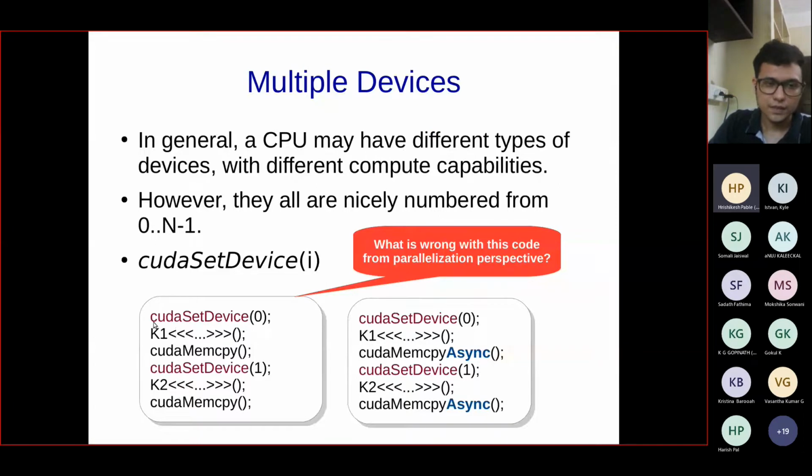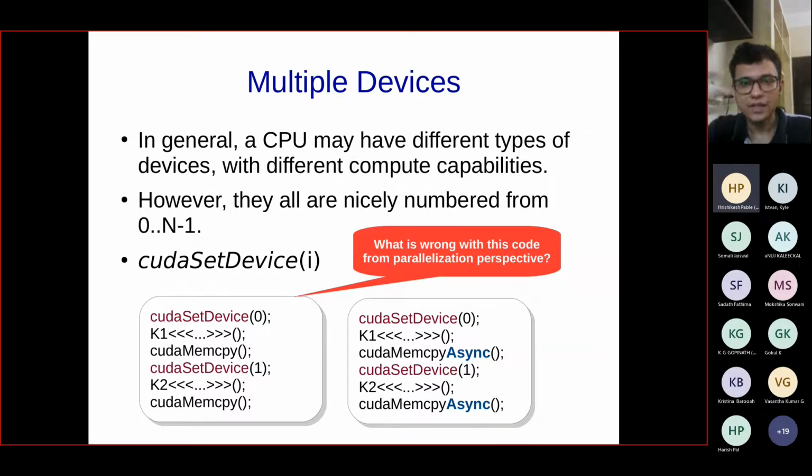Since this CUDA mem copy is blocking, we know that it is blocking, right? So this K1 kernel will be launched and executed on the GPU, and the CPU will move on, right? But it will wait at this CUDA mem copy. It won't be able to go further to the next statement, CUDA set device 1, and launch K2. So the issue here is that because of this CUDA mem copy, K1 will be launched, and only then can K2 be launched. So the execution of K1 and K2 will be serialized.